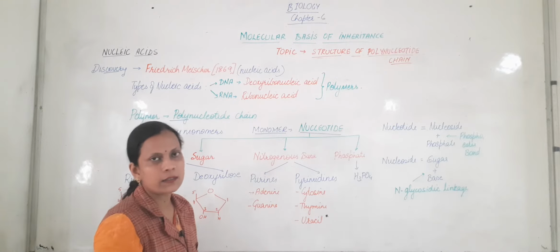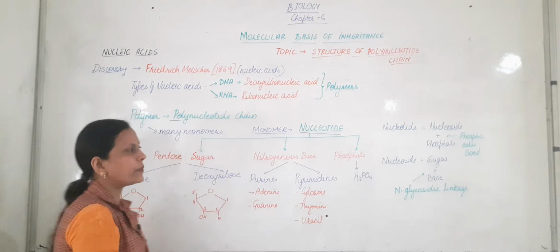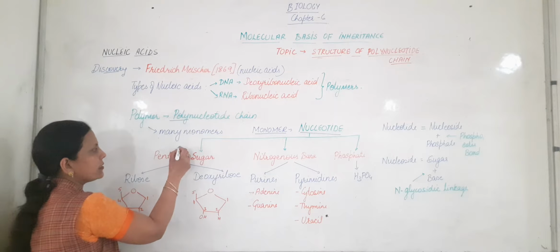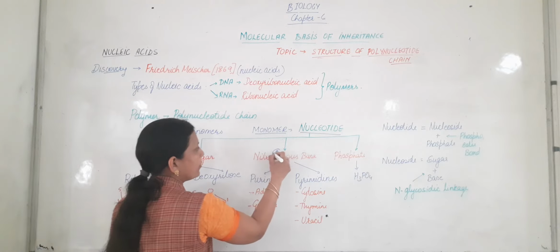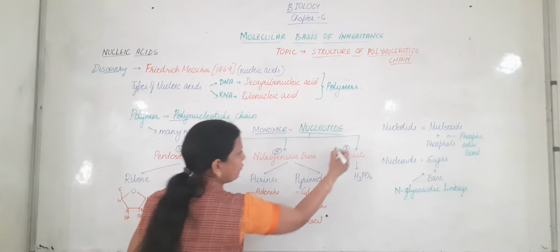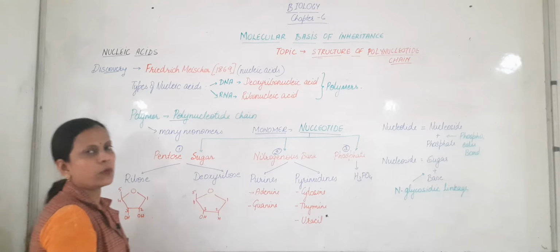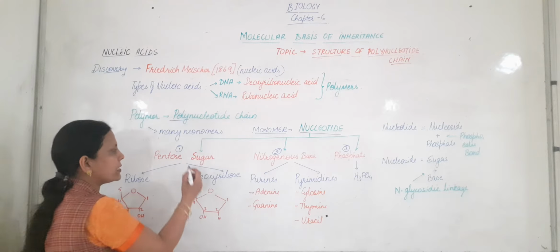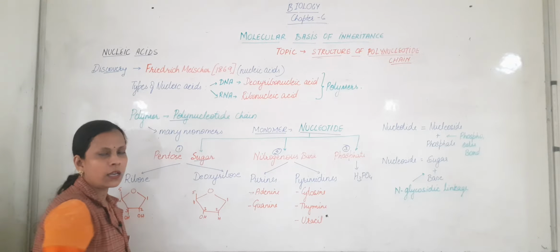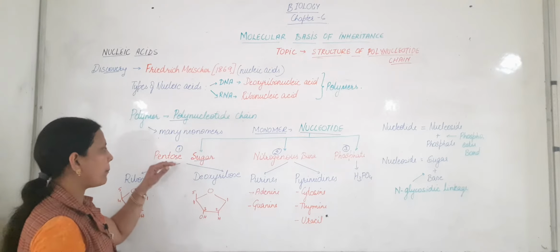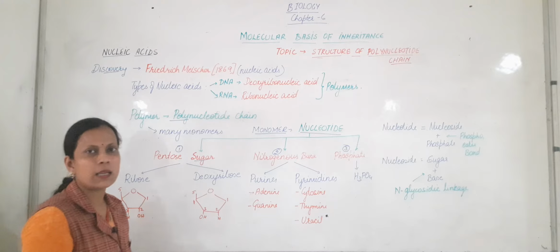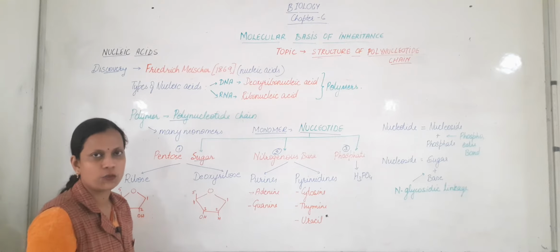And the nucleotide, now we see the components of the nucleotide. A nucleotide has three components, that is a sugar, a nitrogenous base and a phosphate. These are the three components of a nucleotide. Now we see one by one all the three components. The first one is a sugar. Here it is a pentose sugar. Pentose, as the name indicates, it is a 5 carbon sugar.